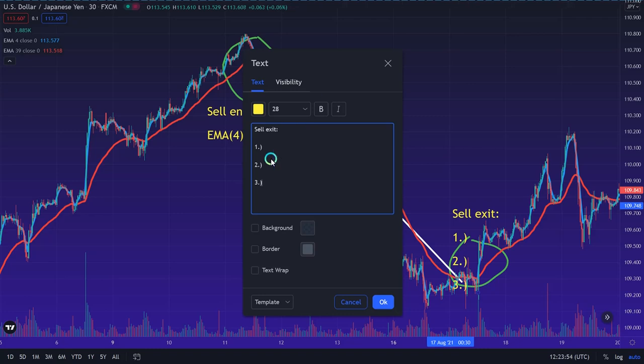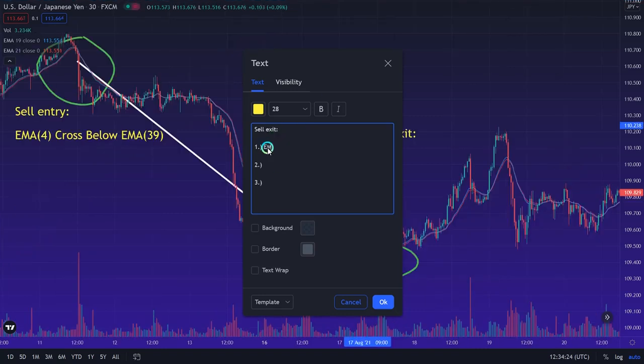So our first rule is we are using, of course, exponential moving averages, as I promised. And first we have a 19 period EMA, and it has to cross above an EMA that is 21 period. This is our first condition.